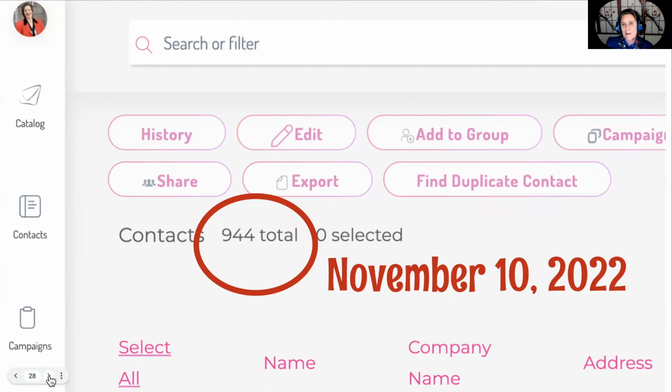So people talk about how important it is to have email addresses. And it is true. It is important to have list building, but I am in people's mailboxes and I have a 99% open rate.